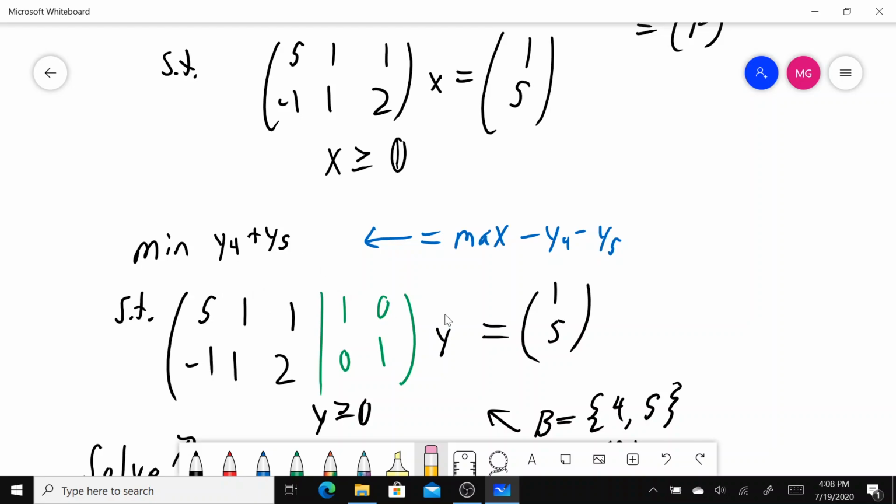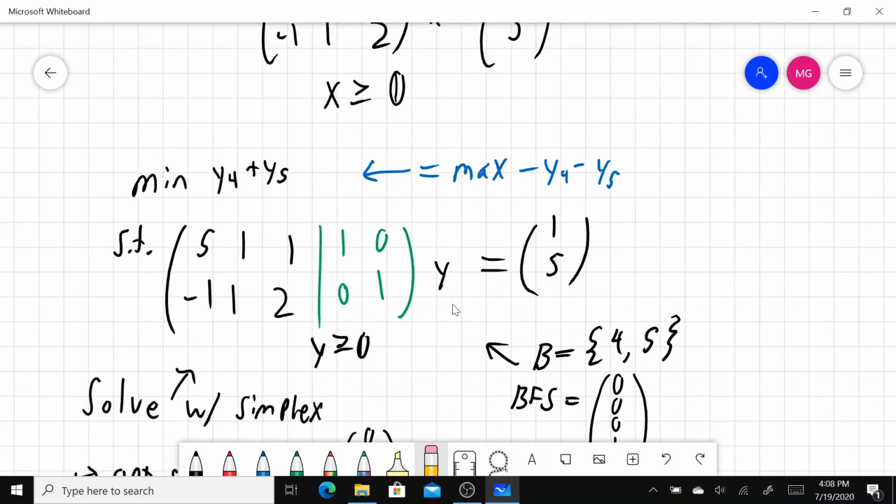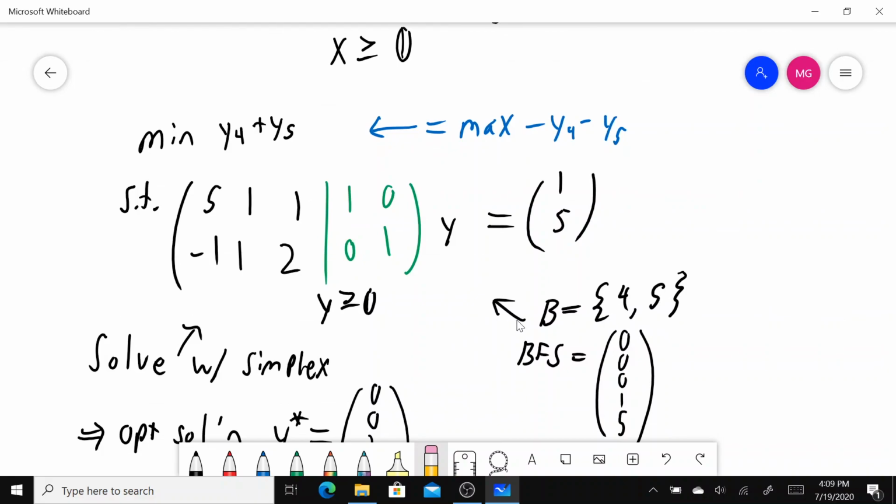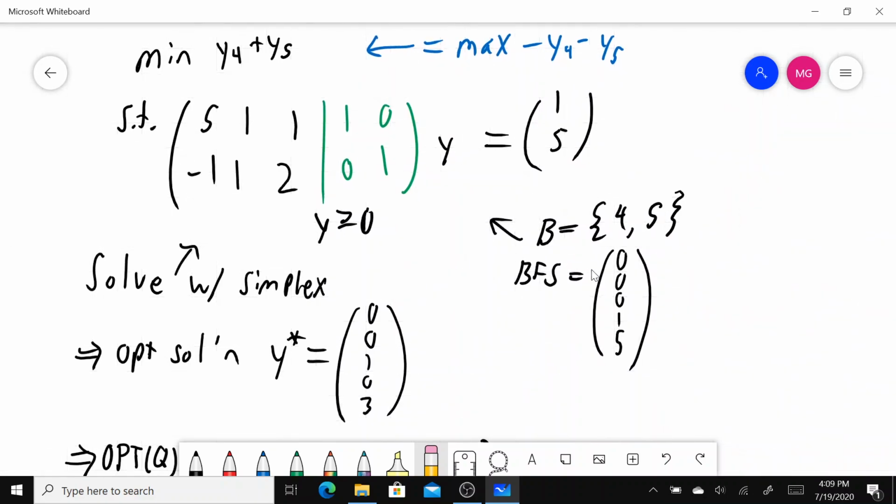That's what you're trying to minimize, y4 plus y5, and so the basic feasible solution here is, well, the basis is 4, 5, of course, and then the basic feasible solution is 3 zeros, 0, 0, 0 for the first 3 columns, and then for the latter 2 columns you do 1 and 5, corresponding to these 2 components. So 0, 0, 0, 1, 5 is your basic feasible solution for basis B being 4, 5. And now you have your basic feasible solution. Solve it with the simplex algorithm, and that'll give you an optimal solution.